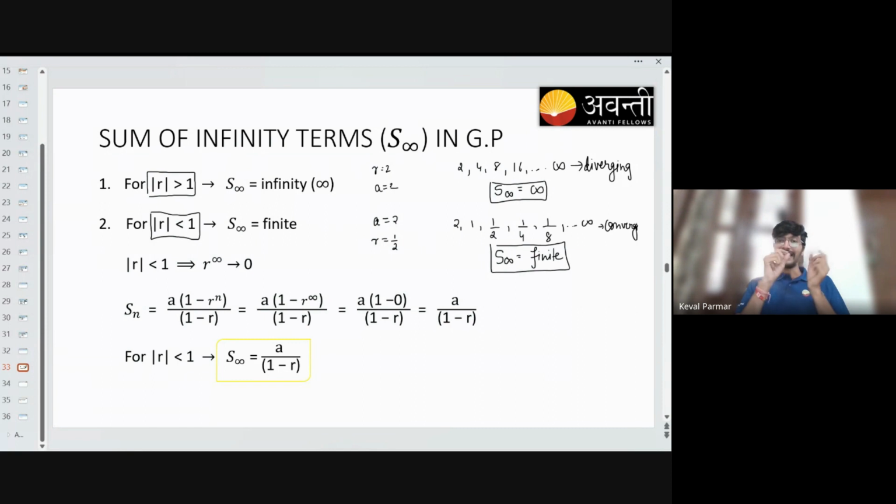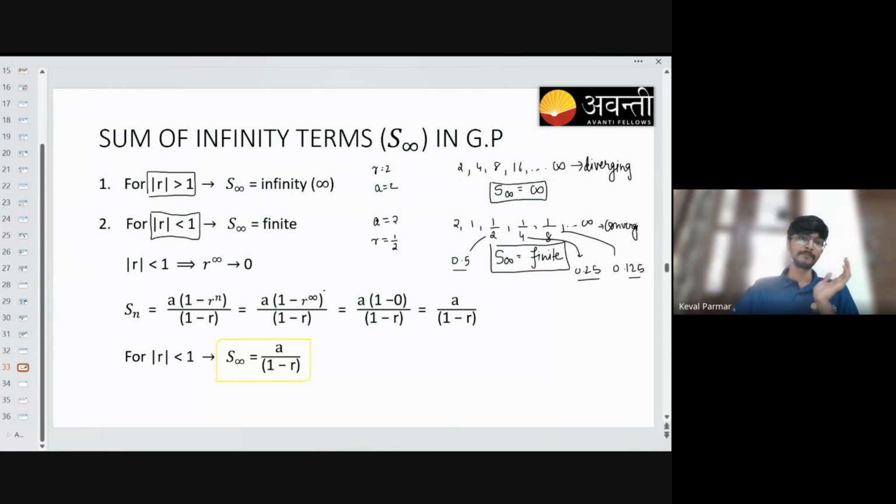As numbers get decreased, they will tend to 0, that means they will get closer and closer to 0. Half is 0.5. What is 1 by 4? 1 by 4 is 0.25. What is 1 by 8? 1 by 8 is 0.125. So as you can see, the numbers are getting closer and closer to 0. Such series are called converging series. Now, S infinity we can find only for converging series.